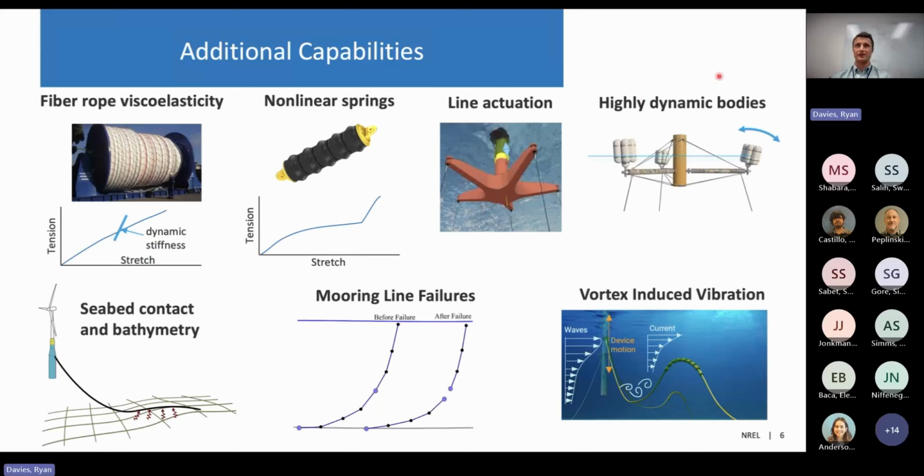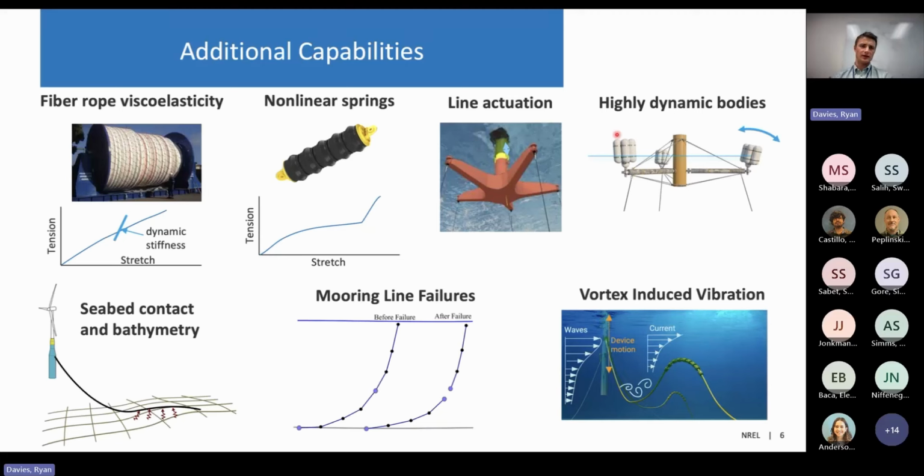We also have the ability to simulate highly dynamic bodies. And so this is kind of unique in the ways that it's not constrained by any small angles or any approximations like that. And so we're able to simulate things that are really moving a lot at the waterline or underwater. And we've used this before for simulating things like buoyancy cans and some unique floating offshore wind applications.